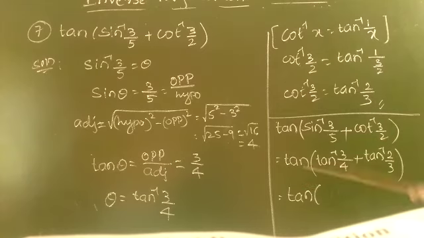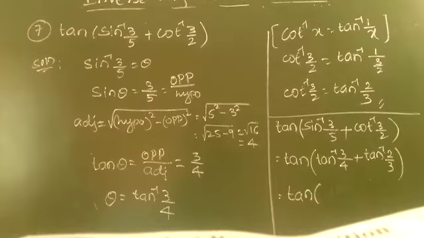Tan as it is. Sine inverse 3 by 5, we consider as theta. Theta value is tan inverse 3 by 4. We substitute this value, tan inverse 3 by 4, plus cot inverse 3 by 2, whose value is tan inverse 2 by 3. Next, tan as it is. It is in the form of tan inverse x plus tan inverse y. Means x value is 3 by 4, y value is 2 by 3. Which formula do we apply? Tan inverse of (x plus y) divided by (1 minus xy). We already know the property of tan inverse x plus tan inverse y. This formula you apply.